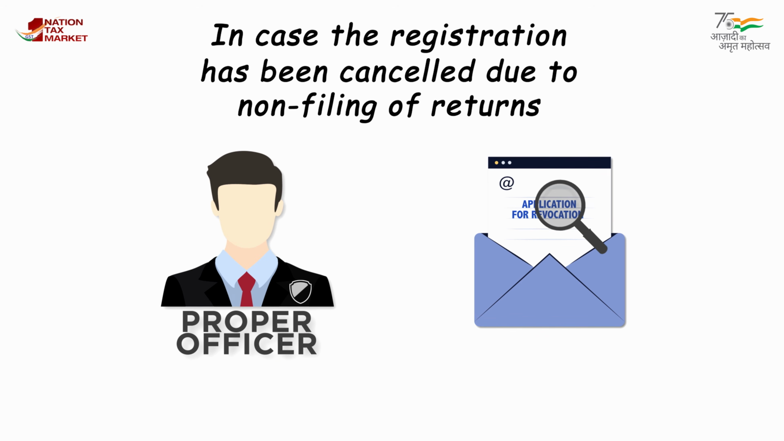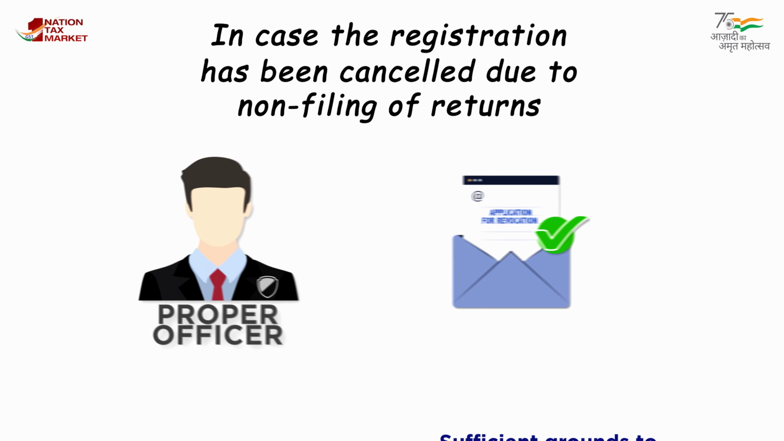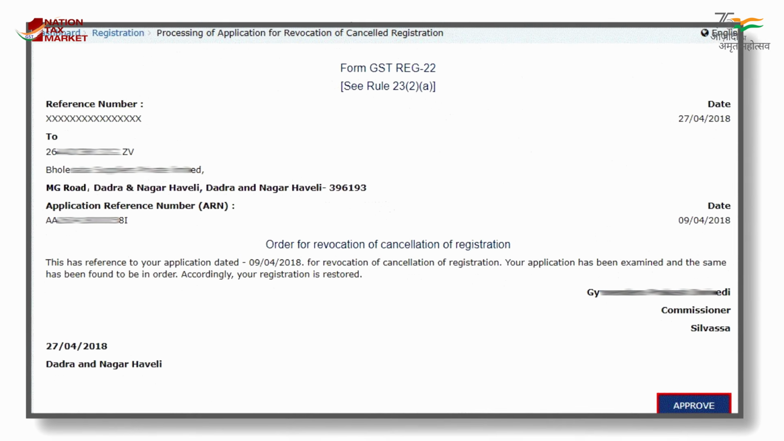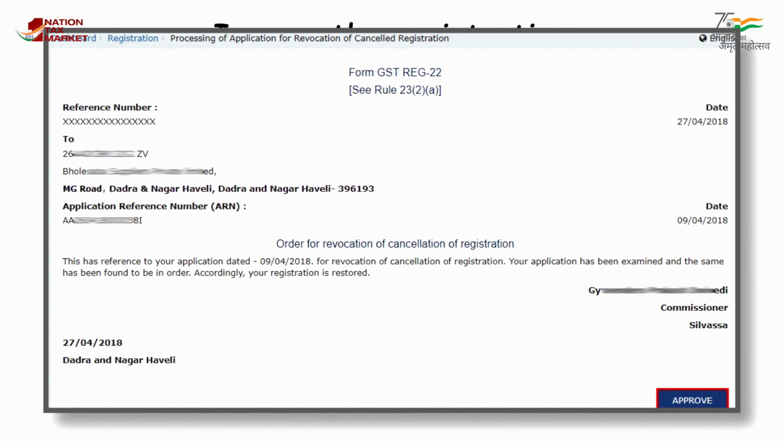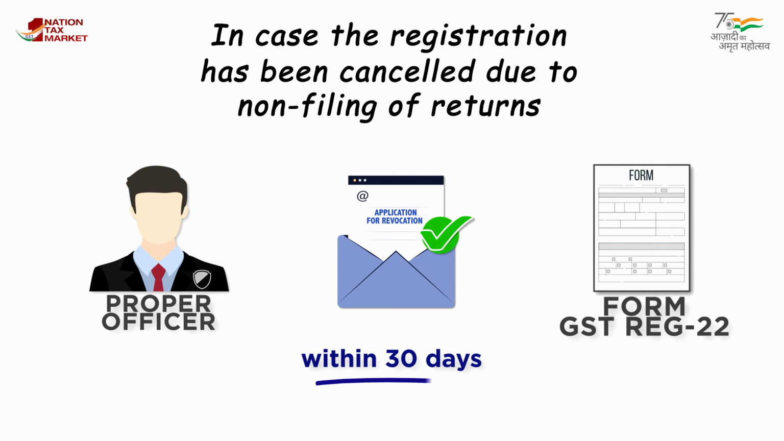After examining the application, if the proper officer is satisfied that there are sufficient grounds to revoke the cancellation, he shall issue an order revoking the cancellation in Form GST Reg 22 within a period of 30 days from the date of receipt of the application for revocation.